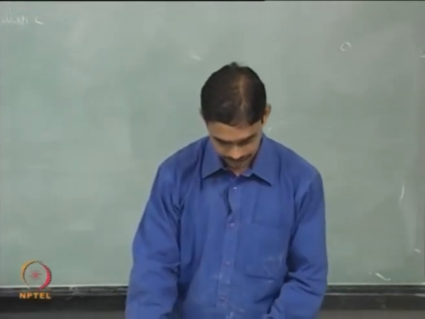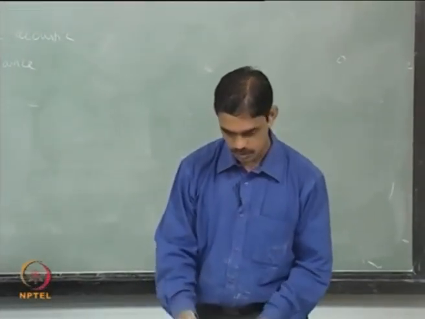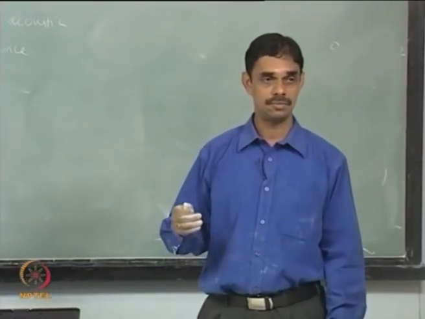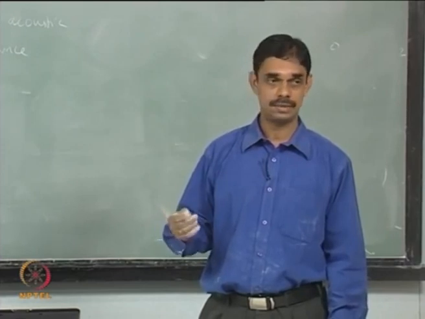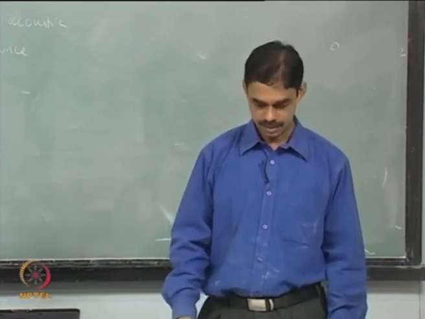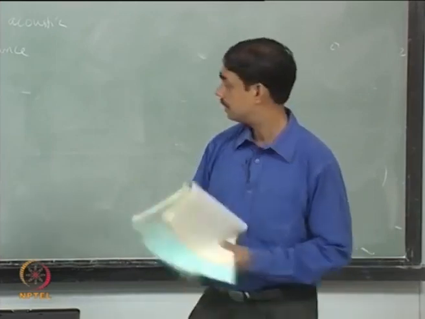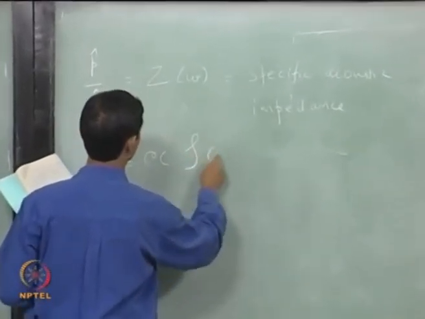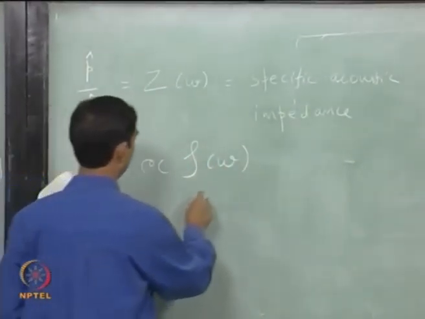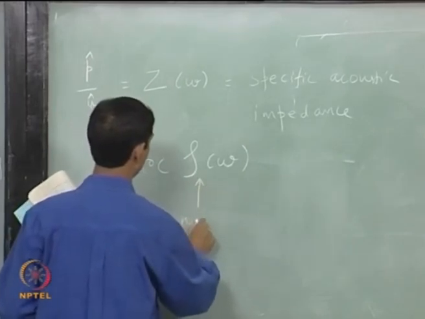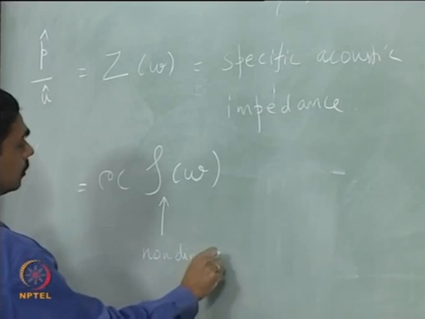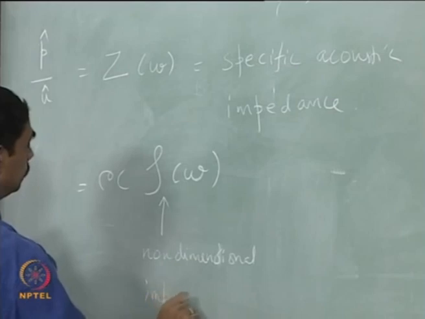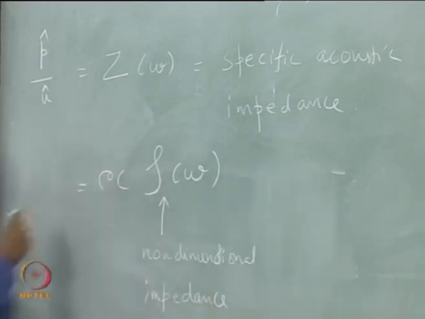Now, this is like in electricity where we have impedance, which is the ratio of voltage to current. So this is very analogous to that, and I think this kind of approach came from electrical engineering, and we can non-dimensionalize it. So this zeta of omega would be the non-dimensional impedance, and rho c is the characteristic impedance.